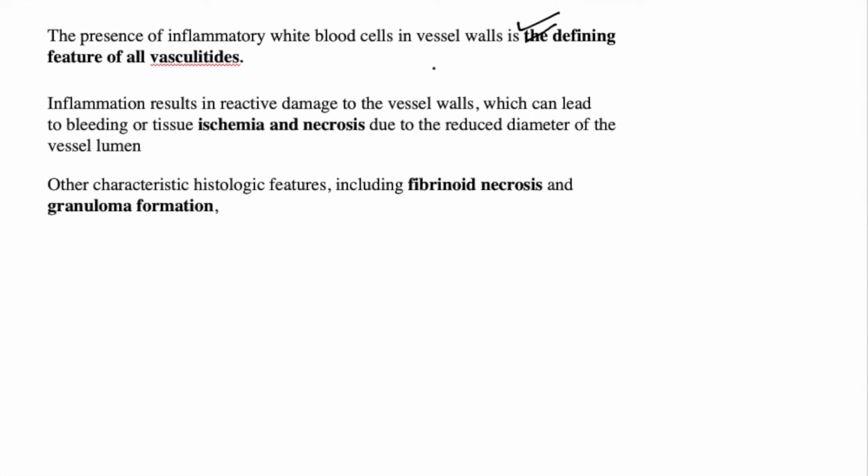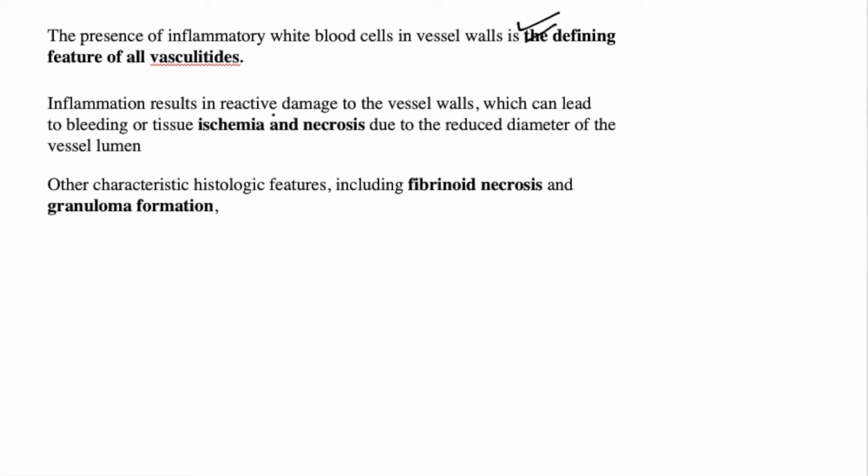Apart from that, as we know, once inflammation is triggered, it will lead to reactive damage to the blood vessel wall, that will lead to bleeding, that will lead to occlusion of the blood vessel lumen, that will lead to decreased blood supply to the respective organ or tissue, and that will cause ischemia. If ischemia is prolonged over a period of time, it will lead to permanent cell death or necrosis due to the reduced diameter of the vessel lumen.